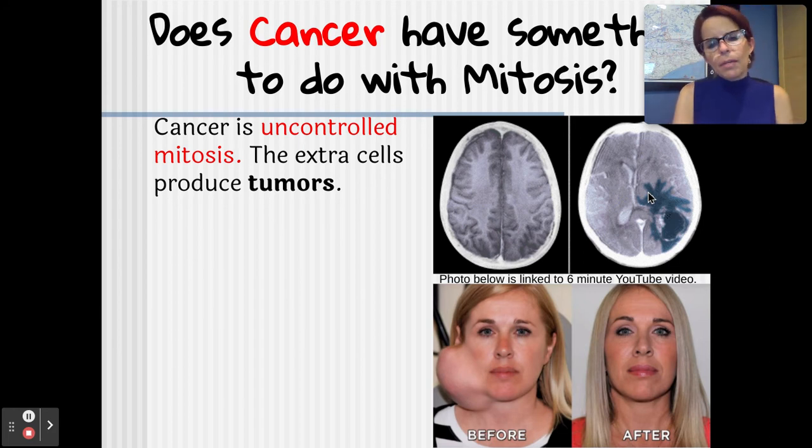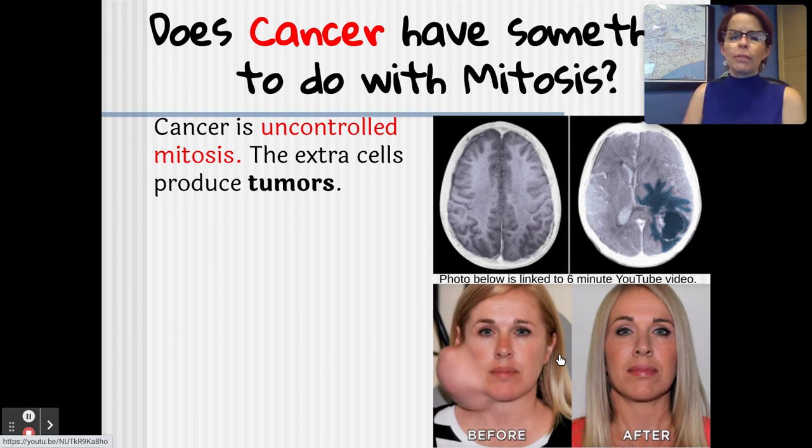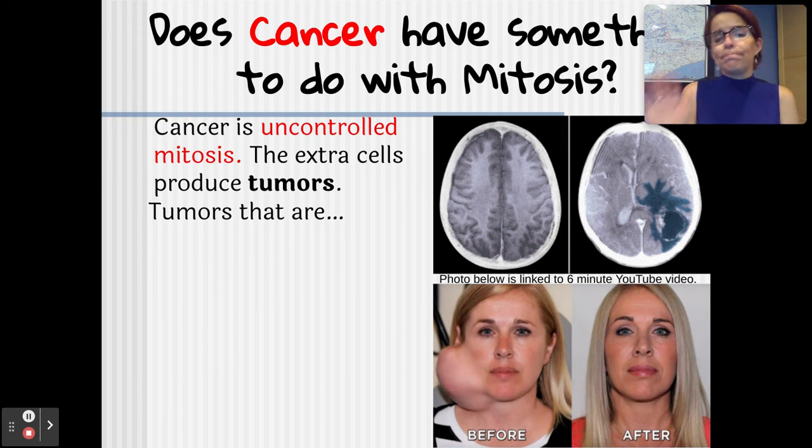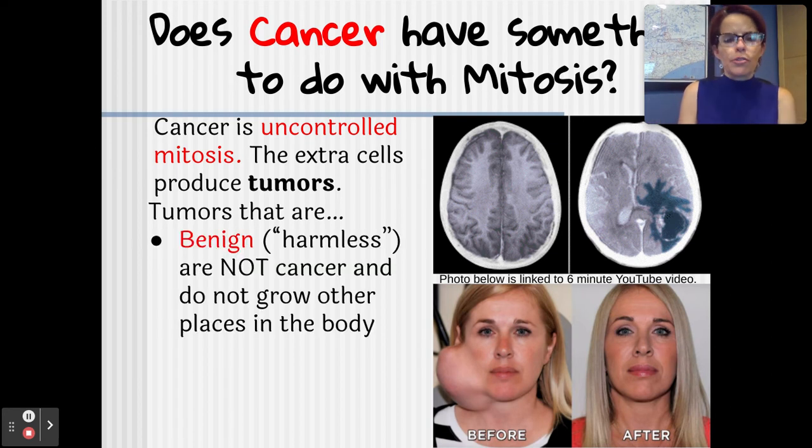And then the image down below is linked to a video, and the video is actually linked on our Canvas assignment for this. So if you're interested in watching it, it's a fascinating video about a woman who had this huge tumor, and it's benign. I'll tell you what that means. She was told not to have it removed, and then finally she went and talked to some other doctors who said, no, we're going to remove this, and they removed it for her. So we'll talk a little bit more about that. But let's go back to what tumors are.